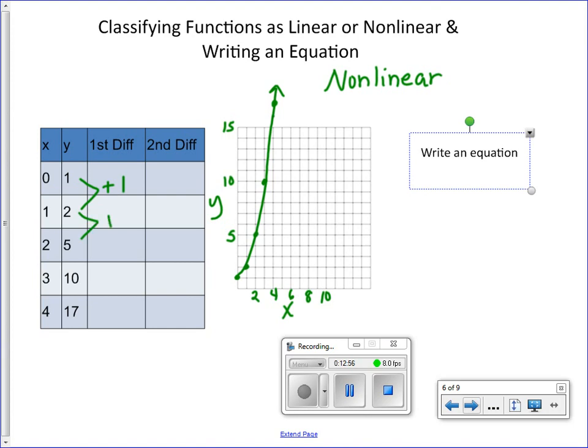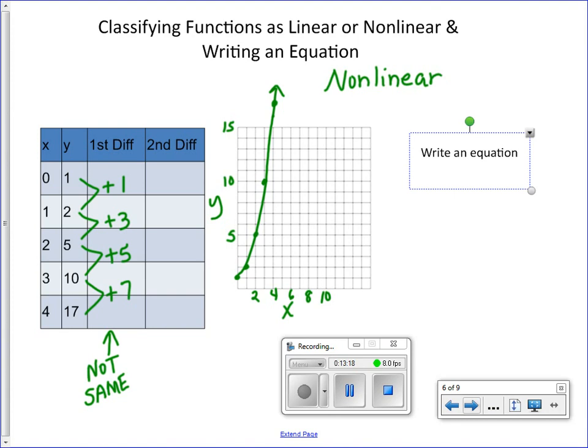To get from 2 to 5, I'm adding 3. To get from 5 to 10, I'm adding 5. And to get from 10 to 17, I'm adding 7. All right, once again, you will see that our first difference is not the same. So this is definitely not a linear function.